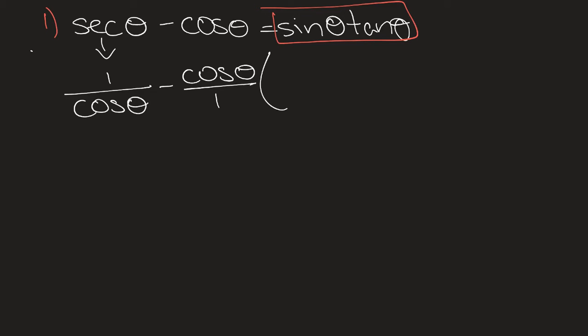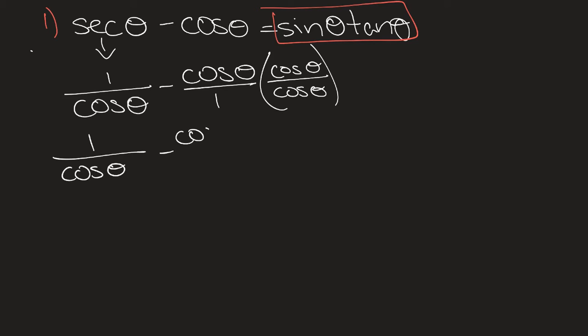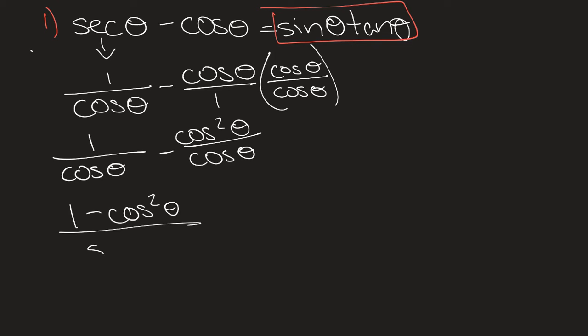Okay, so cosine over cosine. I'm just basically stretching that so I can put them together. 1 minus cosine theta minus cosine squared theta over cosine theta. Then you get 1 minus cosine squared theta over a single cosine theta.